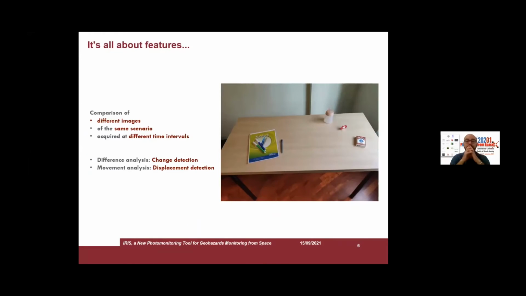So, in this framework, what is photomonitoring? Photomonitoring is an innovative approach based on the comparison of different images of the same scenario, the same area of interest, acquired at different time intervals and sometimes from the same point of view. This allows us to perform difference analysis and movement analysis.